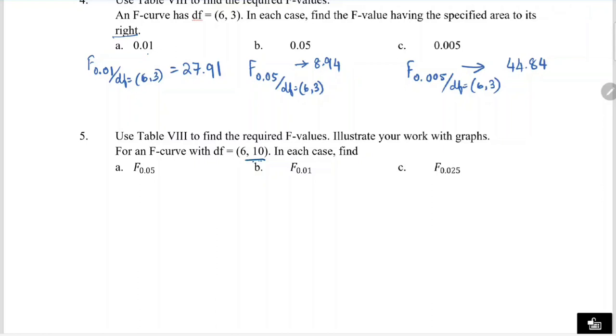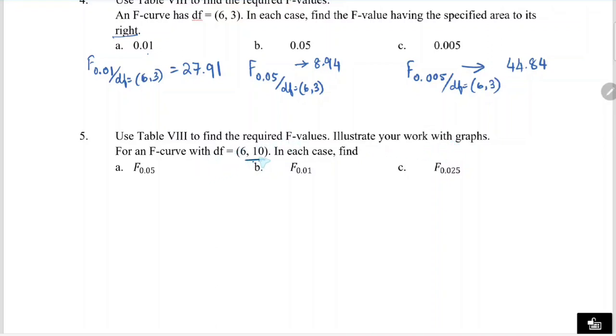To get a little more practice on this, number 5 says use table 8 to find the required F values. Illustrate your work with graphs for an F curve with df 6, 10, and then in each case find F of 0.05. So I'm going to work out one and I'll leave the other two for you to find from the table using the same methodology, and I'll also illustrate it with a graph.